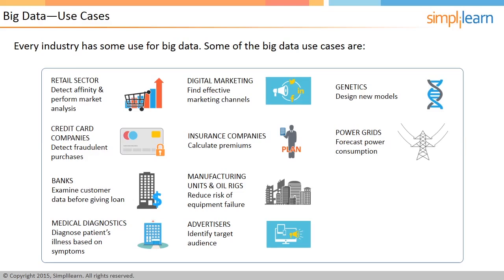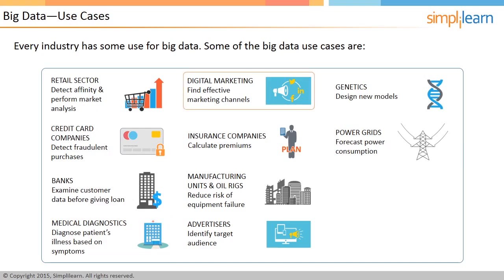Every industry has some use for big data. Some of the big data use cases are as follows. In the retail sector, big data is used extensively for affinity detection and performing market analysis. Credit card companies can detect fraudulent purchases quickly so they can alert customers. While giving loans, banks examine the private and public data of a customer to minimize risk. In medical diagnostics, doctors can diagnose a patient's illness based on symptoms instead of intuition.